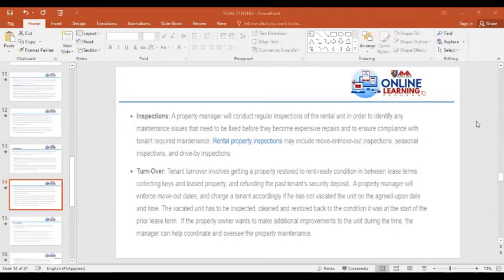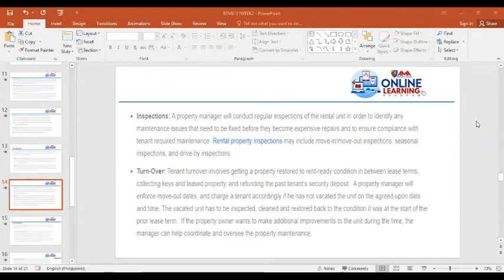The vacated unit has to be inspected, cleaned, and restored back to the conditions it was in at the start of the prior lease term. If the property owner wants to make additional improvements to the unit during that time, the manager can help coordinate and oversee the property maintenance.